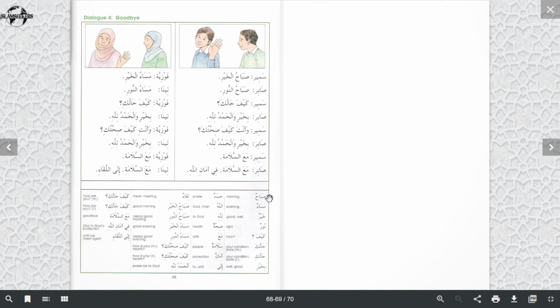Now listen to the vocabulary from this exercise. صباح. Morning. مساء. Evening. خير. Good or well or fine. نور. Light. كيف؟ How? حالك. Your state or your condition when addressing a male. حالك. Your state or condition when addressing a female. بخير. Well, good, fine. حمد. Praise. الله. God or Allah. لله. To God. صحة. Health. مع. With. سلامة. Peace. أمان. Protection. إلى. To or until.